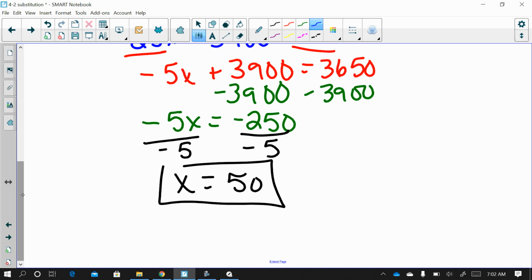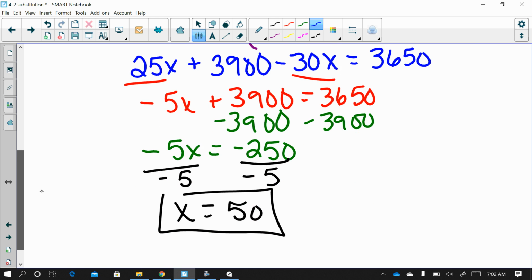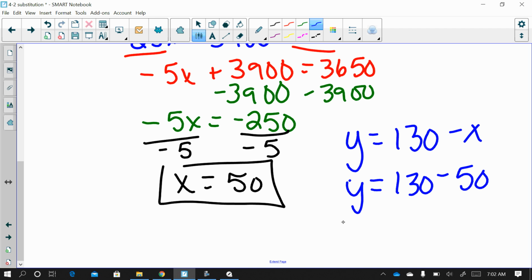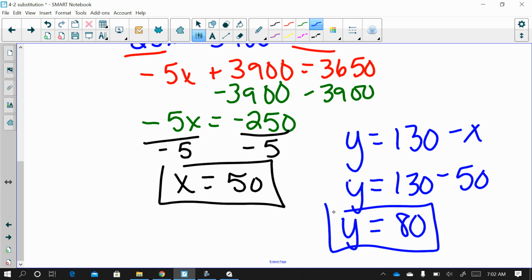Okay, let's finish the problem now. I know y equals 130 minus x. Let's plug in our x. Y equals 130 minus 50. So y is equal to 80. So it costs $50 to go surfing, $80 for parasailing.